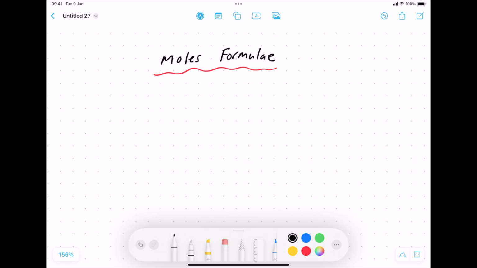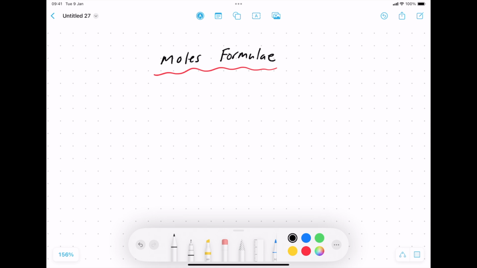In today's video, I'm going to run you through the three basic calculations in moles for solids, liquids, gases. Let's take a look. In this lesson, I am going to introduce to you the moles formulae that you will come across in GCSE chemistry, as well as grade 9, grade 10 chemistry if you're in the US, and how to use those formulae depending on the question being asked.